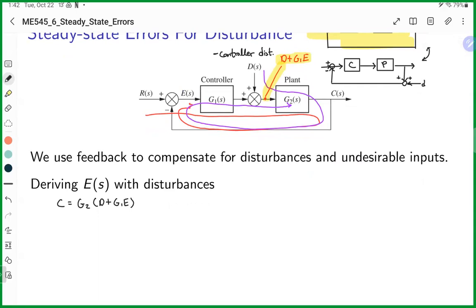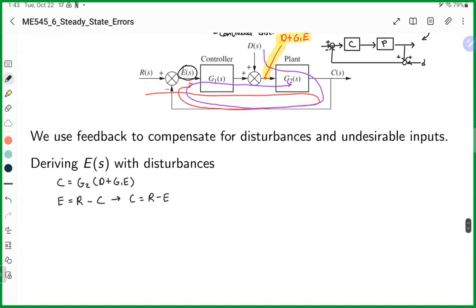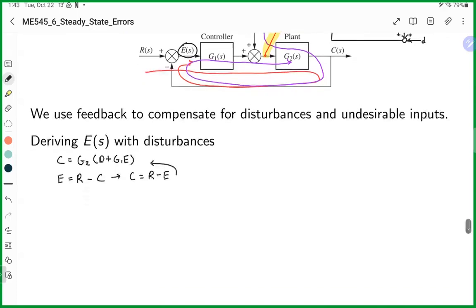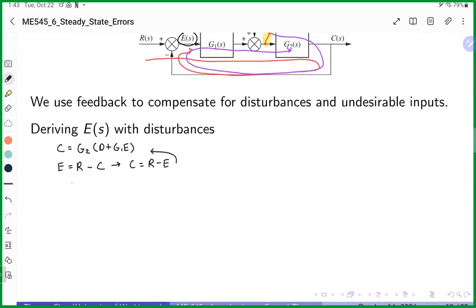And then if we look at our other summing junction, the error right here, E of S, the error is equal to our reference input minus our output C, where another way of writing C is equal to our reference minus our error. And then we plug this back into the above equation to remove C and to have error as our output. We then get R minus E is equal to G2D plus G2G1E.